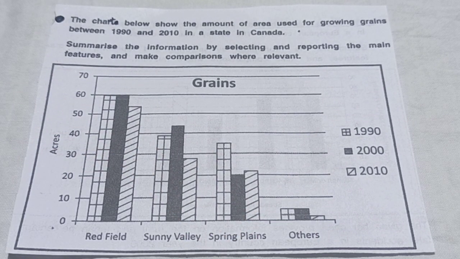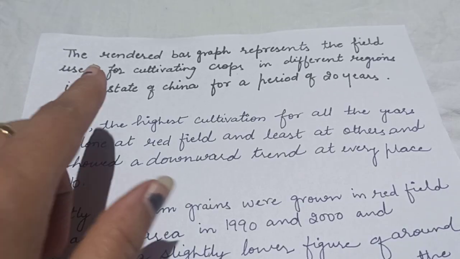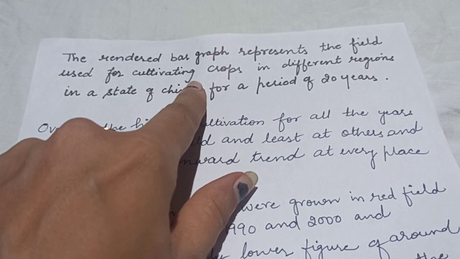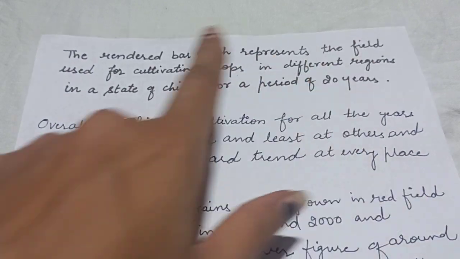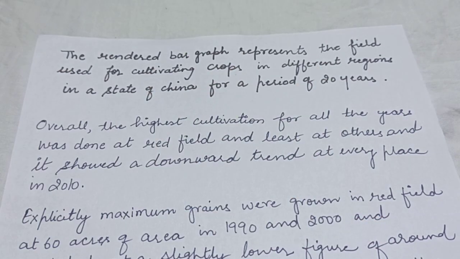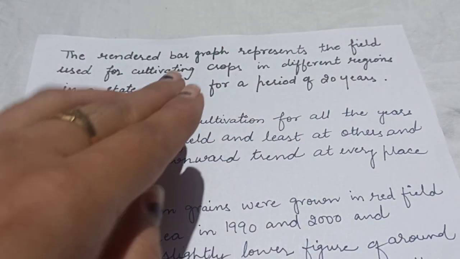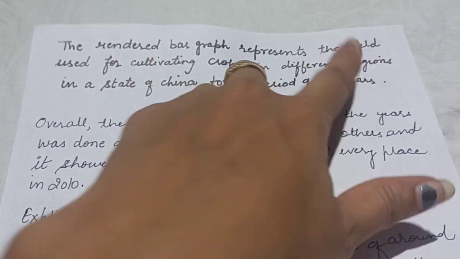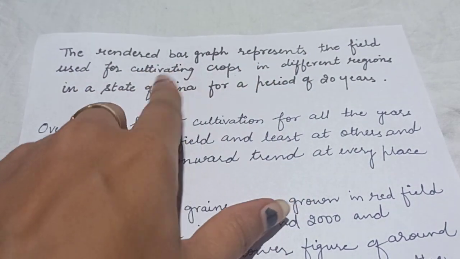Okay, so let's have a look at how we will answer this. The given bar graph represents the fields used for cultivating crops in different regions in a state of China for a period of 20 years. In the 20 years, what happened in the fields? What happened means how much field is used for cultivating the crops.